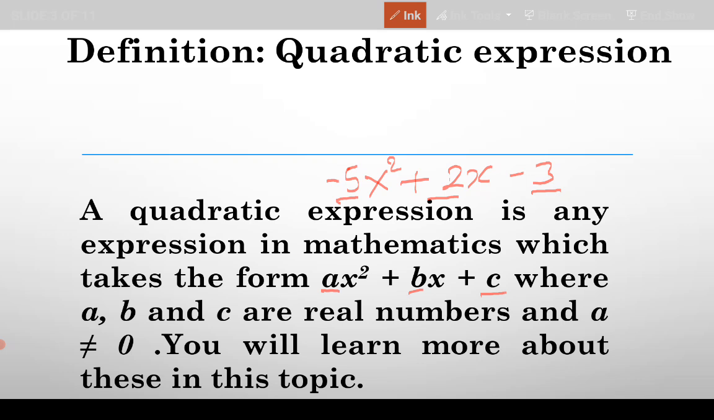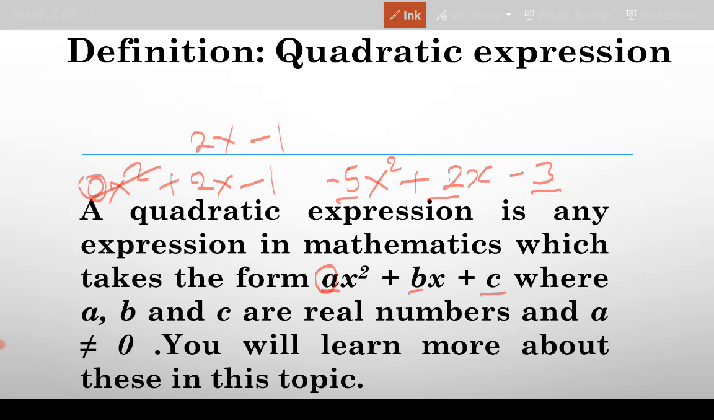And also notice that A should not be equal to 0. Let's suppose you have 0x squared plus 2x minus 1. This is not a quadratic expression. Why not? Because 0 multiplied by anything is equal to 0. So if you multiply 0 by x squared, the whole of this is going to collapse to 0, and you will remain with 2x minus 1, which is not quadratic by any means.